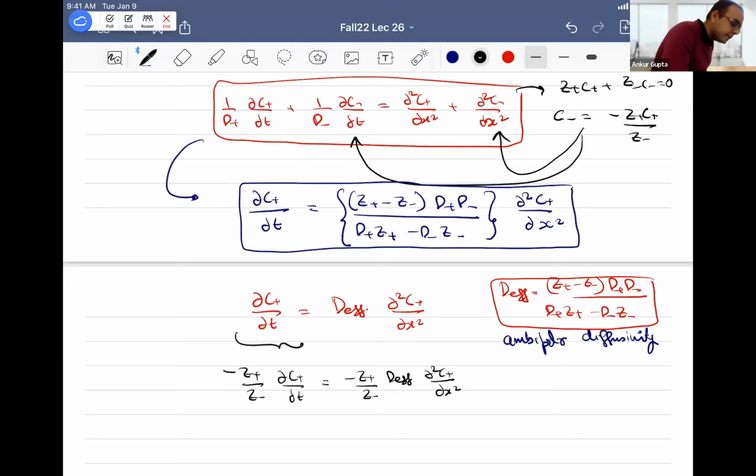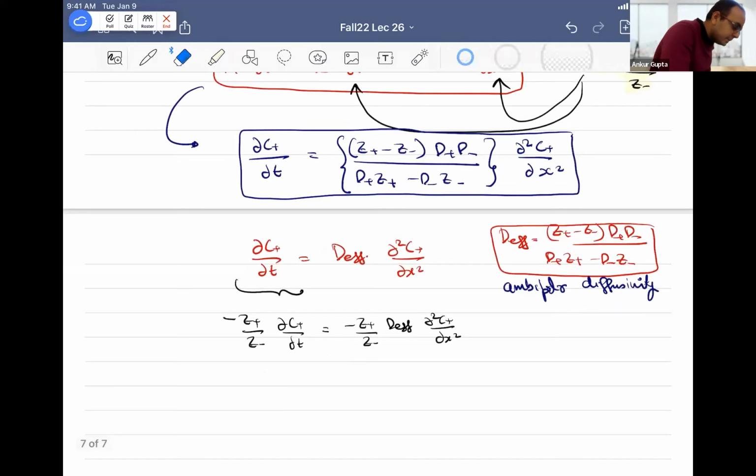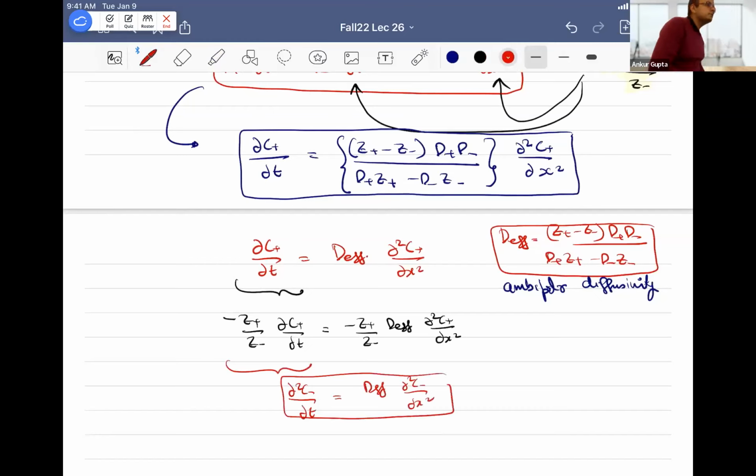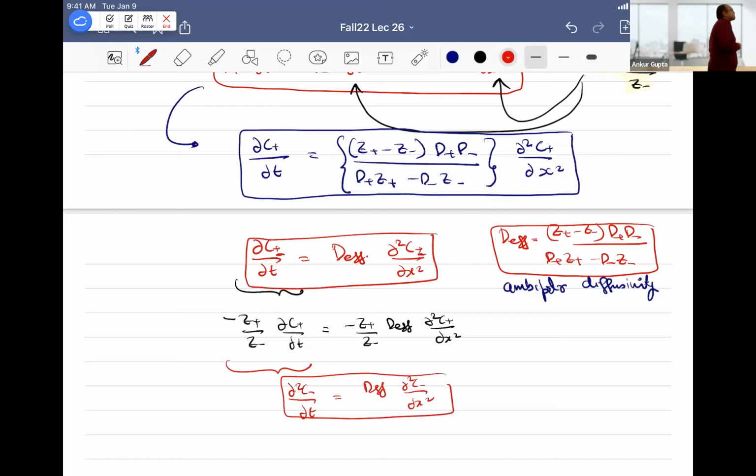Right, and why am I doing that? Because I can see this result here: C negative is minus Z plus over Z minus times C plus. Okay, so look at the top right. We have a linear relationship between C plus and C minus. And so essentially this can then become del squared C negative by del T equal to D effective. It's just linear, so you can just go between C plus and C minus anytime. And so very commonly, this is not written separately. They write C plus minus, C plus minus. Both the ions have the same effective diffusivity.